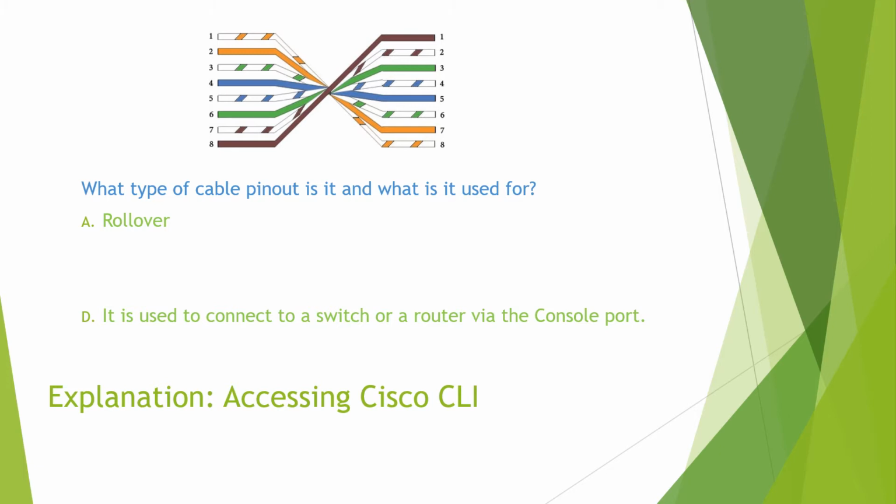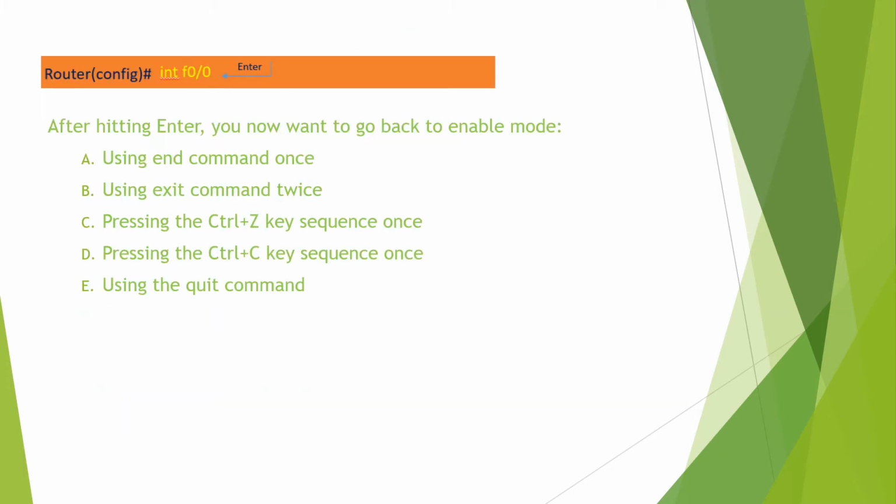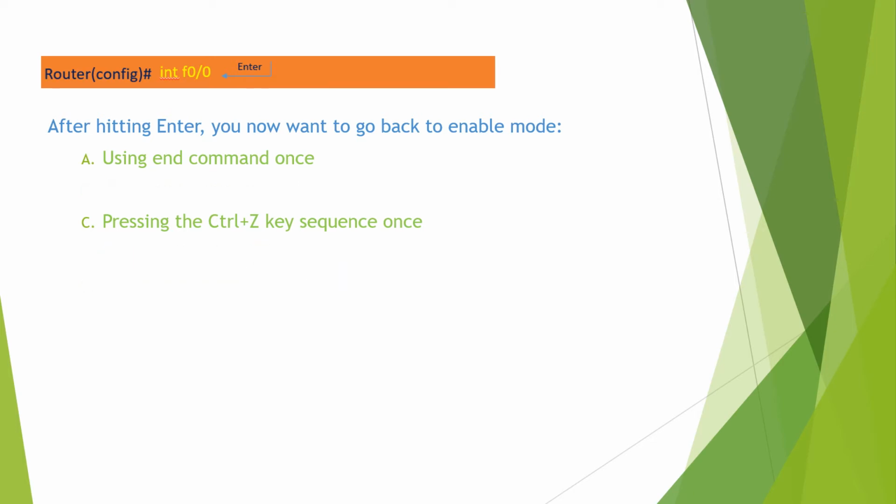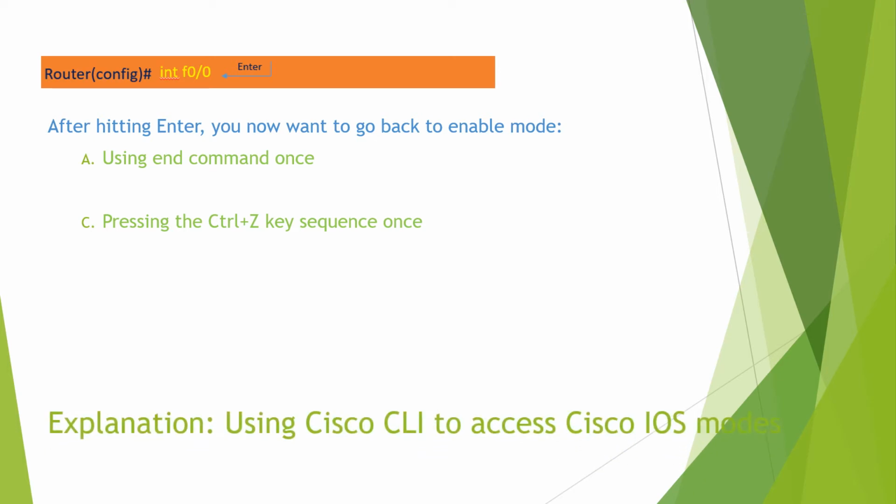Accessing Cisco CLI. The question reads, after hitting enter, now you want to get back to enable mode. After hitting enter here, it will bring you to the interface configuration mode. In order to get back to the enable mode, you have to use the end command once or press the Ctrl Z key sequence once. So the answers are A and C. You can find the detailed explanation for this question in the video.